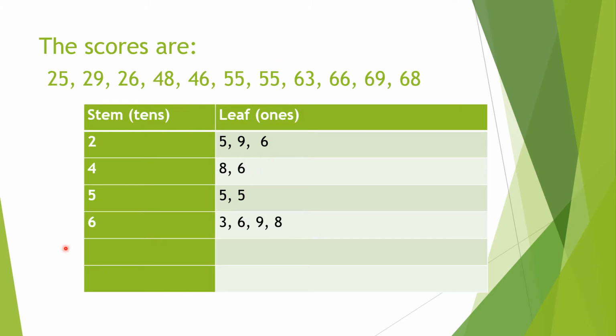Then 6. 6 represents the tens in 63, 66, 69 and 68. That's how it is written. 3 represents the 3 on the 63. 6 represents the 6 on 66. 9 represents the 9 on 69. 8 represents the 8 on 68. And that's how you get your stem and leaf, right?